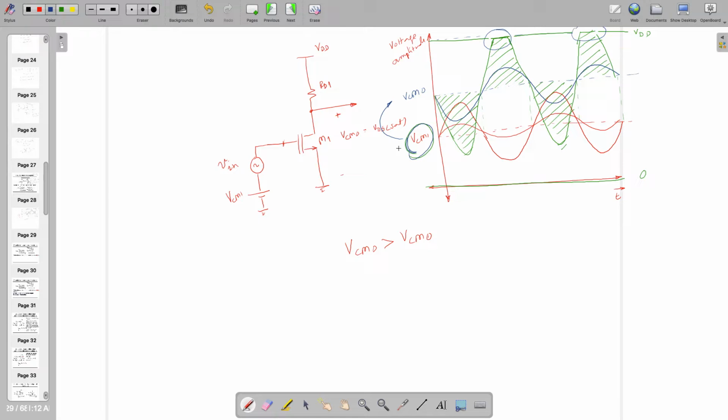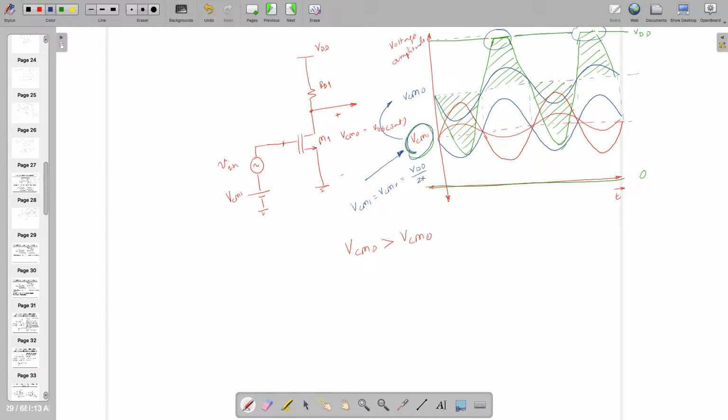So here the main culprit is the input common mode voltage. If input common mode voltage and output common mode voltage are at the same place, then there is no problem. If the output looks like this one, no problem. Or you can say that if VCMI is equal to VCMO is equal to exactly VDD by 2, then I can get better output swing.